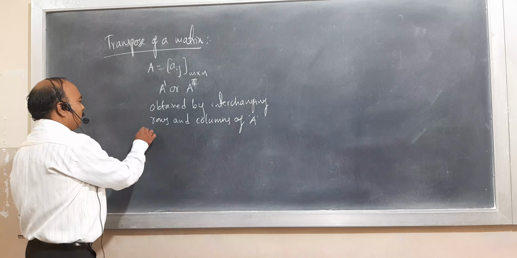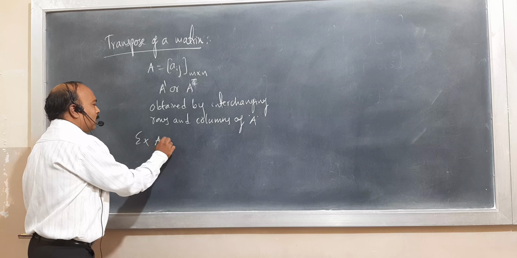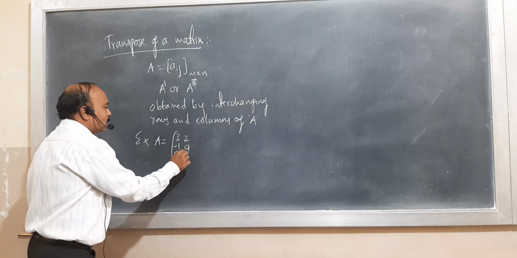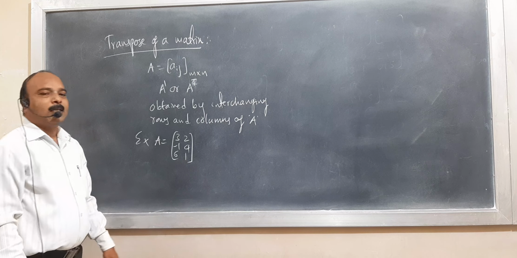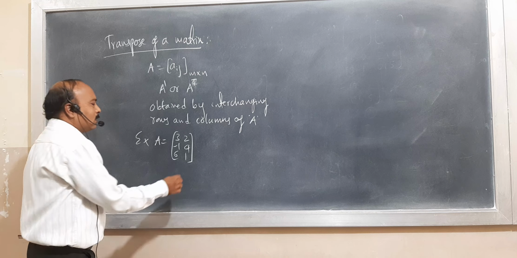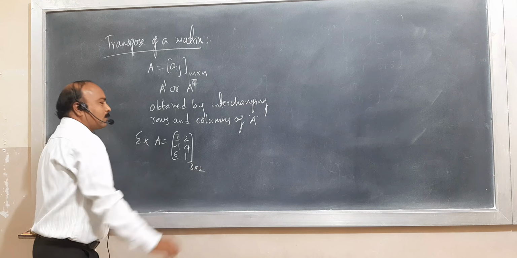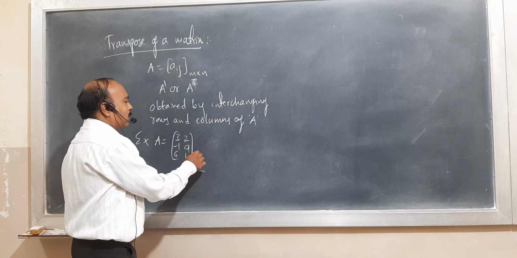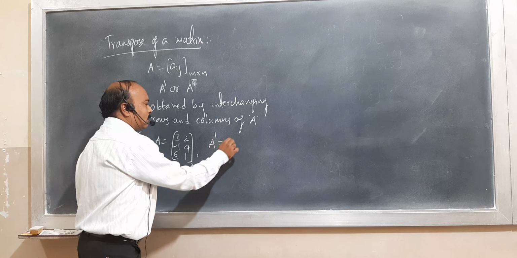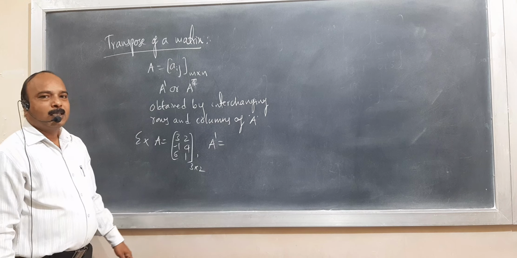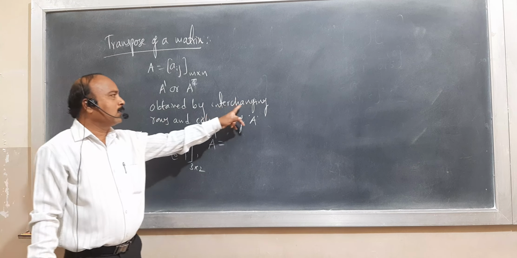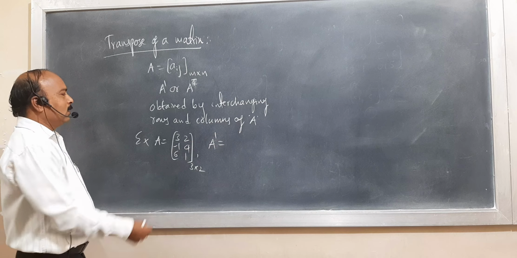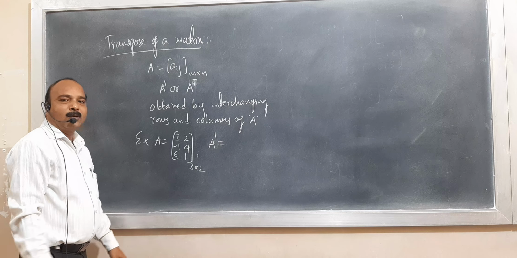For example, if you have A equal to [3, 2; -1, 4; 6, 1], it is a matrix. The order of this is 3 by 2. It is a given matrix. Then we write the transpose of this matrix, that is A dash. A dash is a matrix obtained by interchanging rows and columns of A. Now you change row into column and column into row for this matrix.